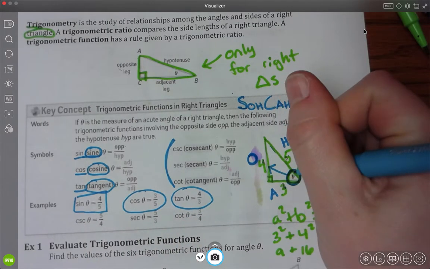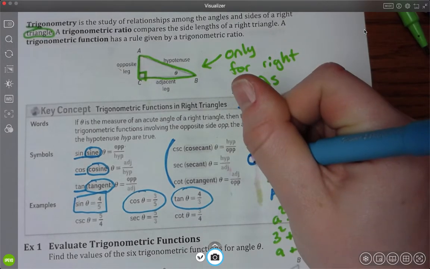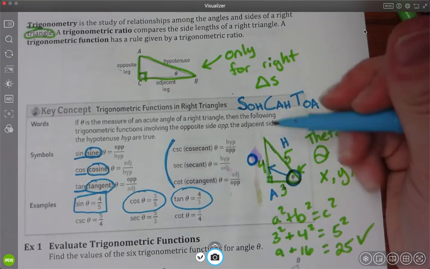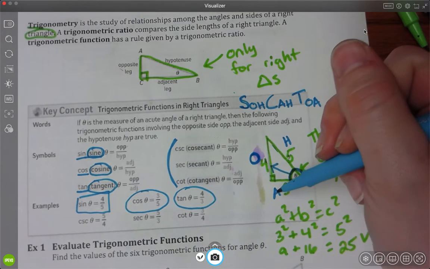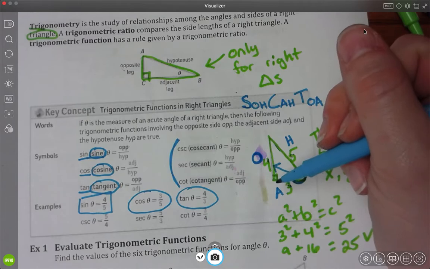Okay, so once we've identified the angle, the one opposite it is labeled as an O. The hypotenuse is the longest one always, and the adjacent side is the one right next to it. So adjacent means right next to.